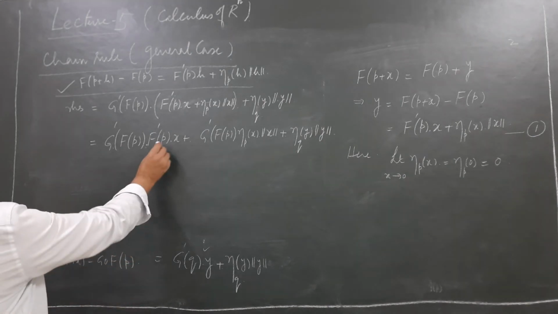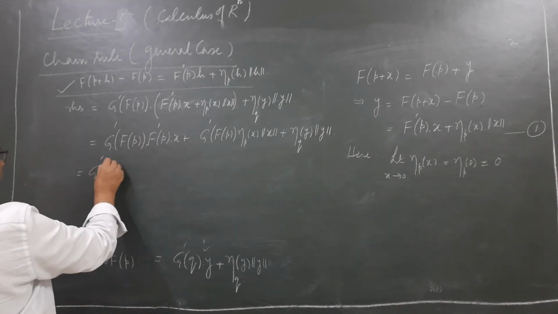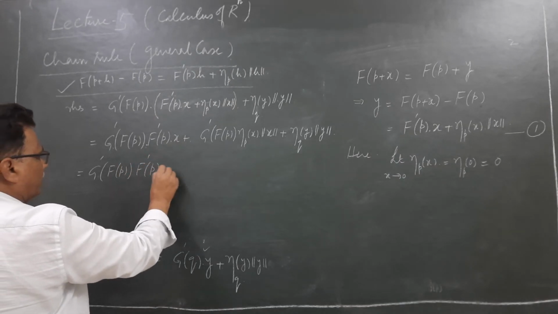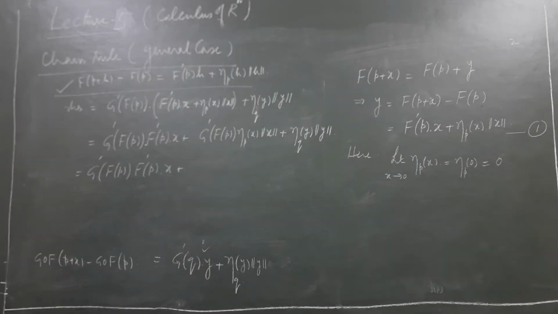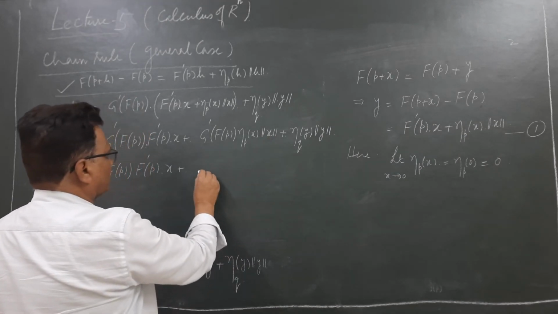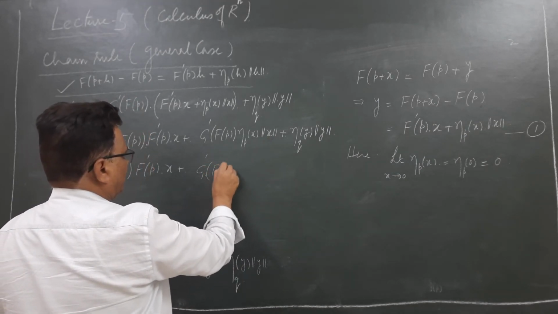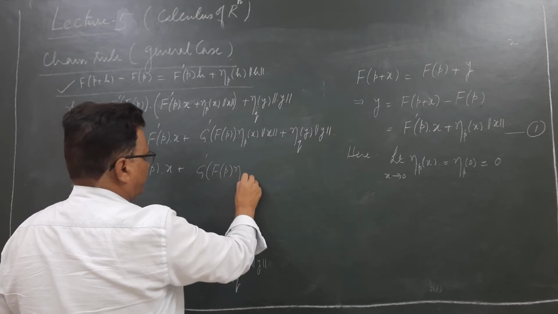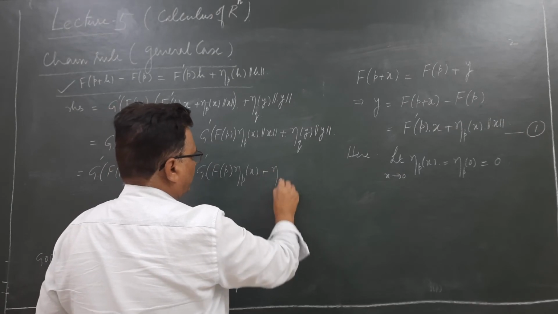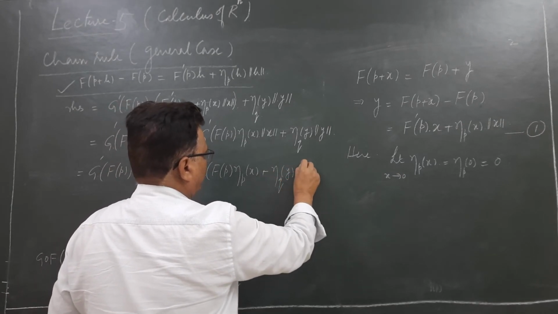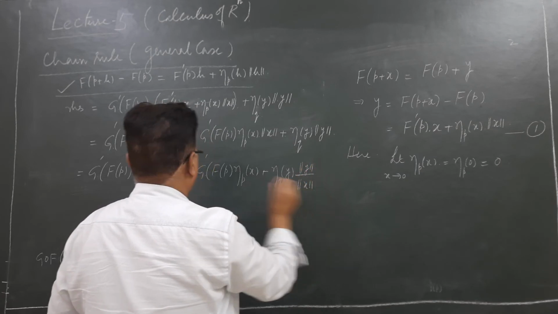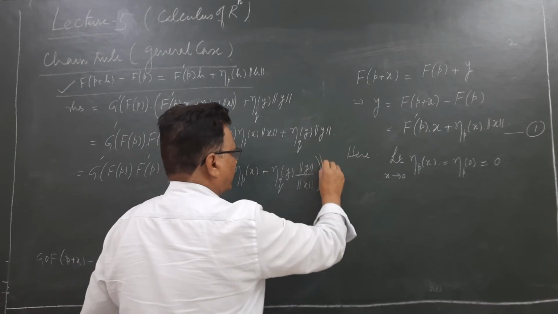So this term you keep as it is, g dash f p into f dash p into x, plus from the other terms I will take modulus of x common. So this is g dash f p into eta p of x plus eta q of y into mod of y upon mod of x. I have taken mod x common.